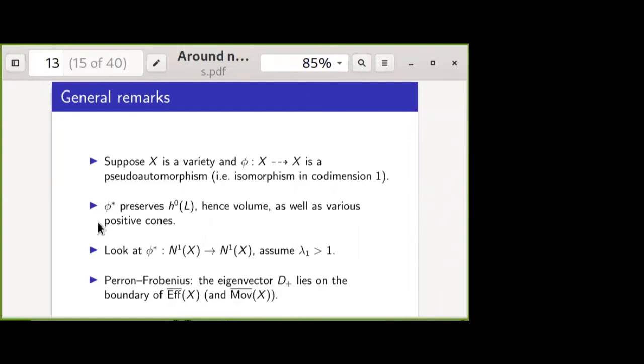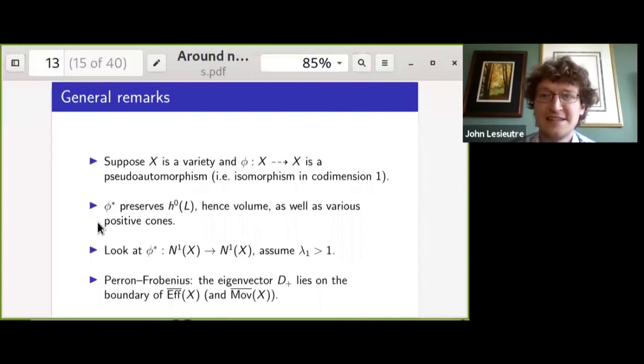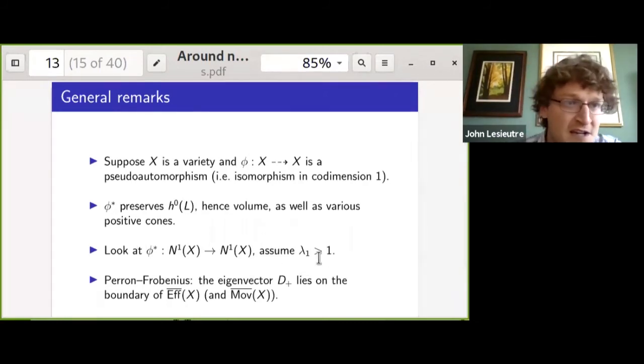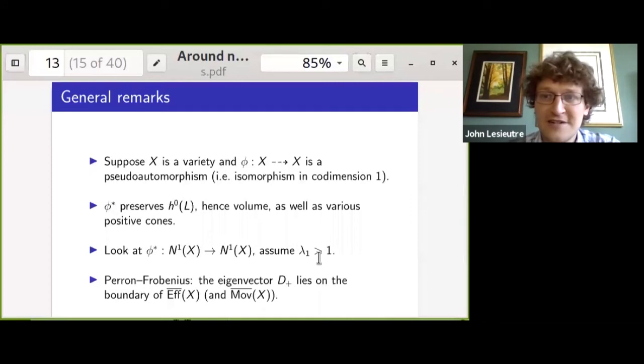All right, so now imagine I have a pseudo-automorphism and it has infinite order. So if I have a pseudo-automorphism, I have a well-defined pullback at the level of numerical classes. And I'm going to assume that that pullback has an eigenvalue that's bigger than 1. So I'm writing that as lambda 1. Some of you will recognize that. That's the notation for the first dynamical degree of phi, which I won't define. So lambda 1 just means what's the spectral radius of this map?